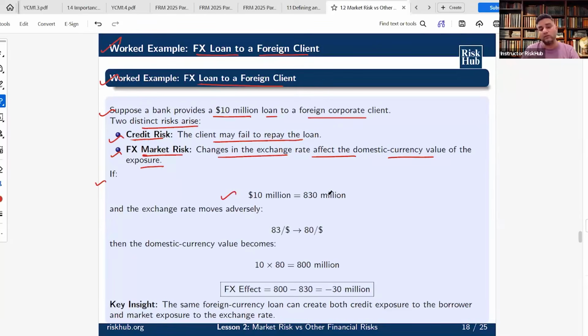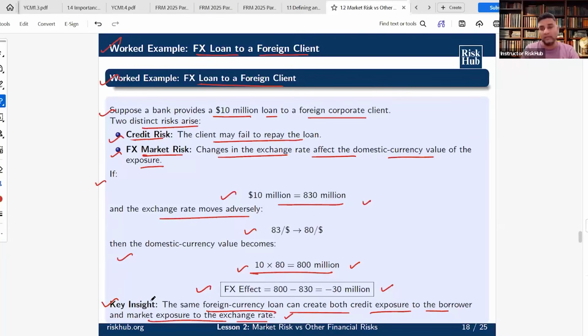If $10 million is equal to 830 million, right? Why? Because the exchange rate moves adversely, which is given, then the domestic currency value becomes 10 into 80, 800 million, right? So the FX effect is 800 minus 830, minus 30 million. The same foreign currency loan can create both credit exposure to the borrower and market exposure to the exchange rate, right?